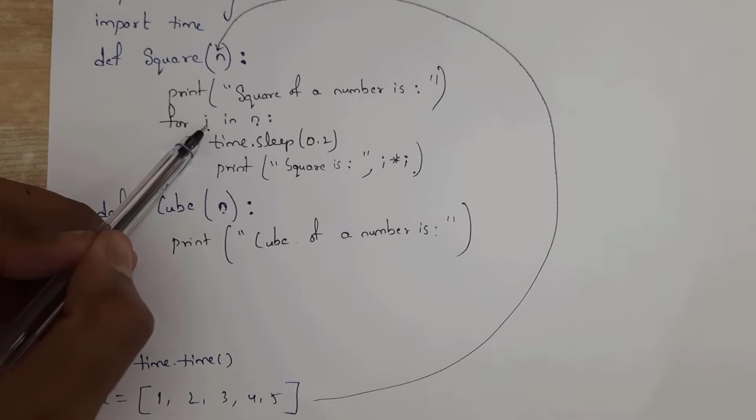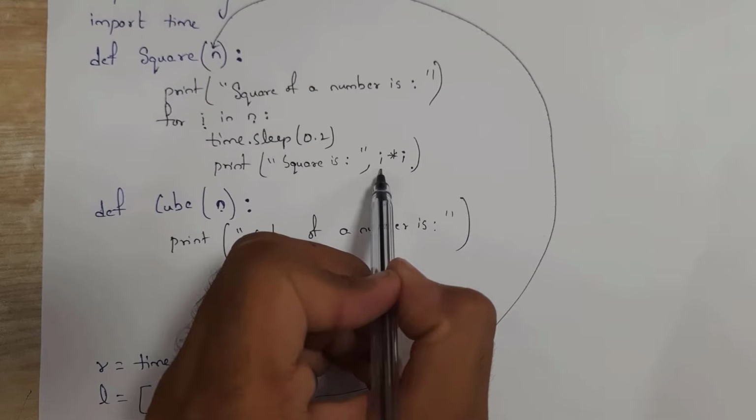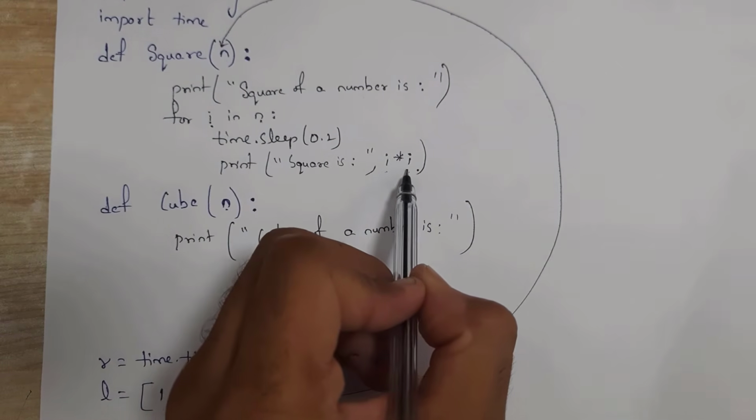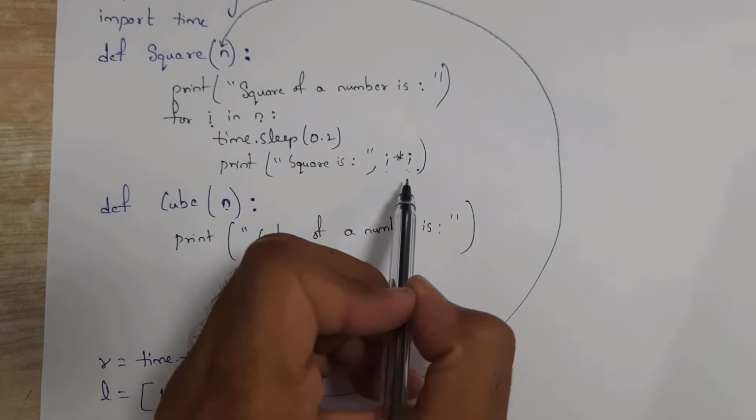Now I contains a list of 5 numbers: 1, 2, 3, 4, 5. At first it will take value 1, so 1 into 1 is 1. Similarly, next it will take 2, that is 2 into 2, 4. And similarly it will take 3, 4, 5.